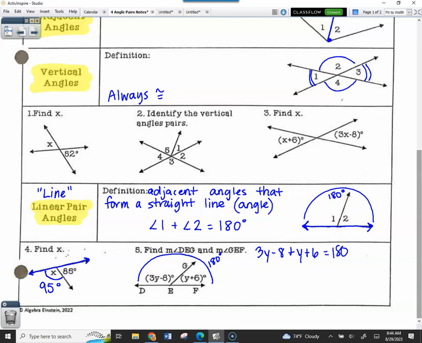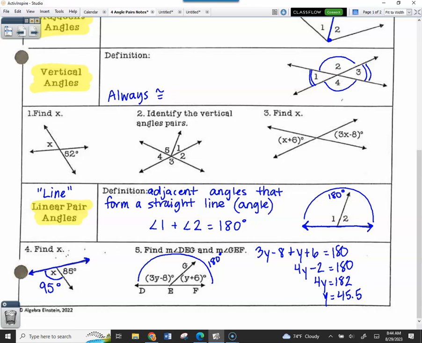Did you get y equals 45.5? No, not quite. So you got 3y plus y, negative 8 plus 6. Now I can start moving stuff to the other side. Add 2. Divide by 4. Right?